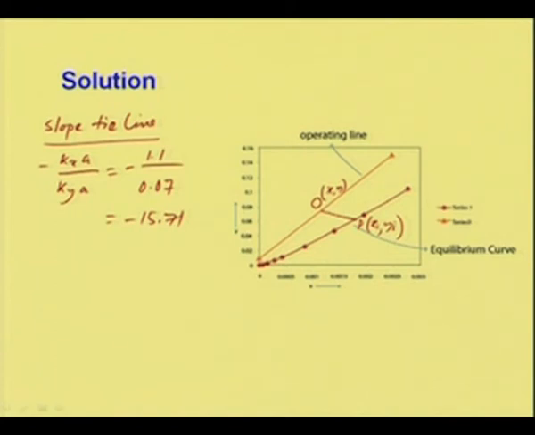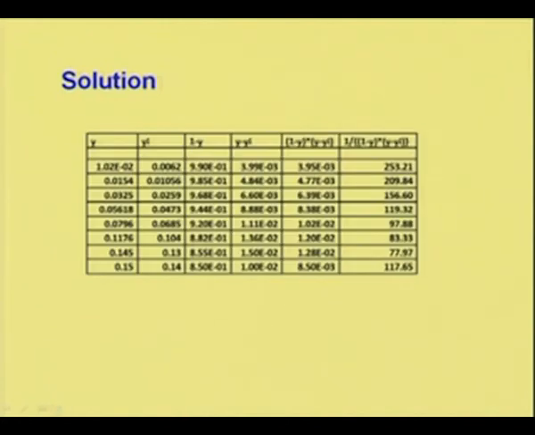Similarly, we can draw different parallel lines to this, and at different points we can calculate sets of x and y values and xI and yI values. The following table shows the values taken from initial to the final. This is y2, y1. At these points we have got the different values of yI, and from that we can calculate 1 by (1 minus y) into (y minus yI).